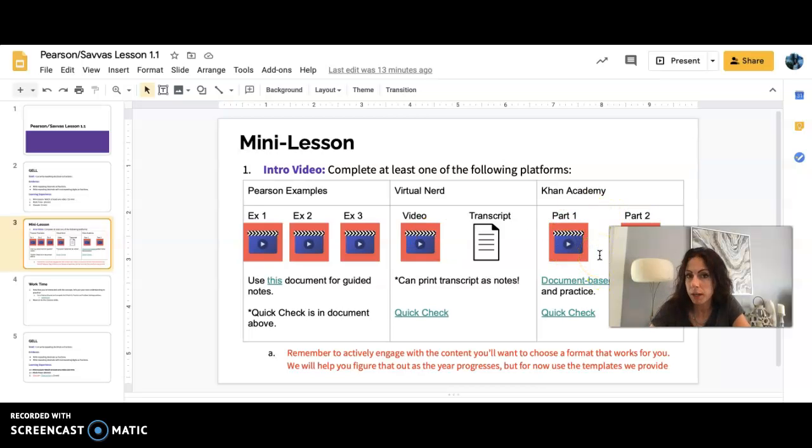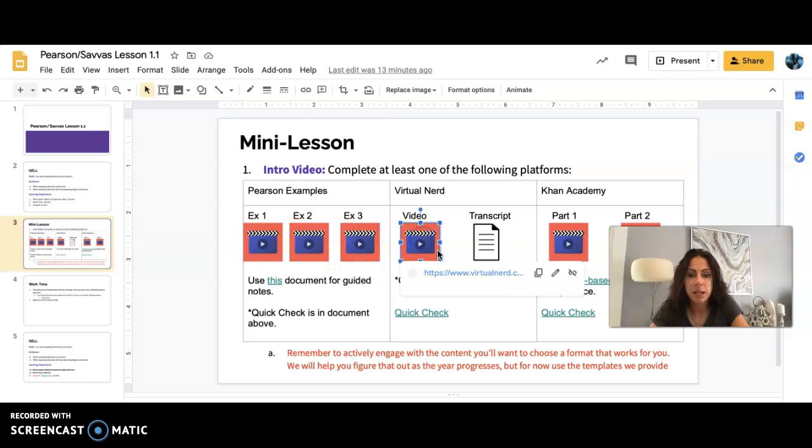So you don't have to choose one, you can choose more. It just depends on your needs, okay? Each of these pictures has a link to a different example in Pearson. This link has a video, and then you can open a transcript of everything the video says, but written. And then Khan Academy has 2 videos that you could engage with.